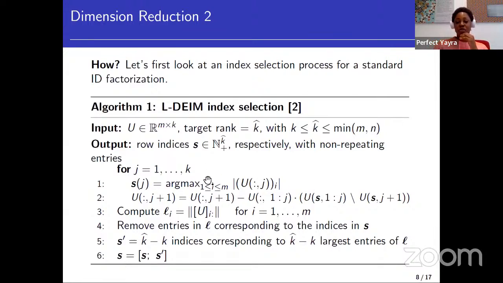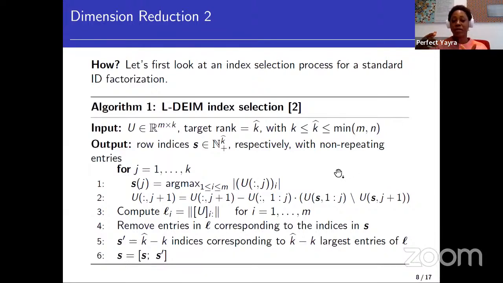Then after that, this procedure can only pick up to k singular vectors. So if you have k singular vectors, you can only pick k indices. Now we would like to oversample. We would like to pick more than k indices. So how do you do it?